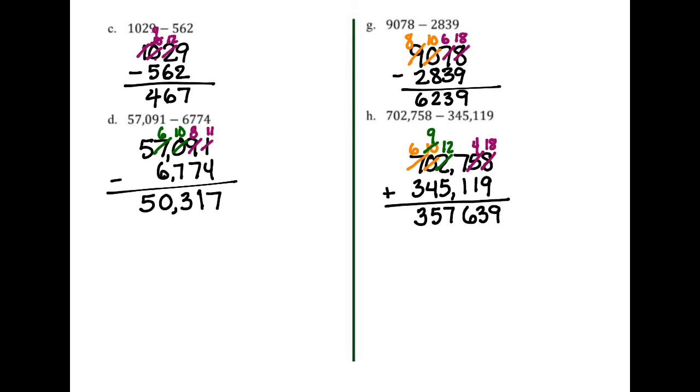So 357,639. Now you can see how this part right here is extremely important that you stay organized. Okay, and if you notice, I changed colors. I wrote them nice and neat. I kept them all in nice rows, because the messier you are, the more chance you have of making a mistake. Okay, so watch your work carefully.